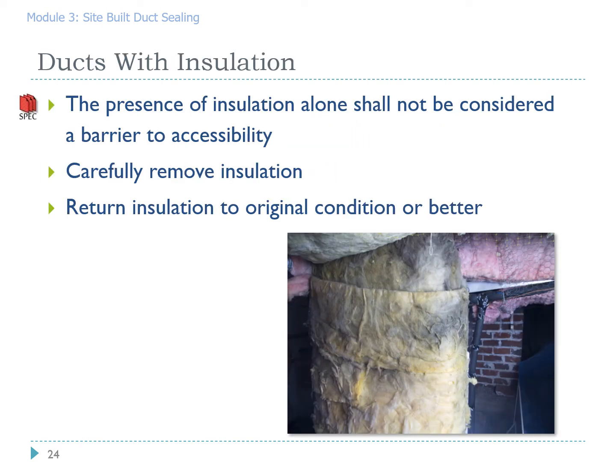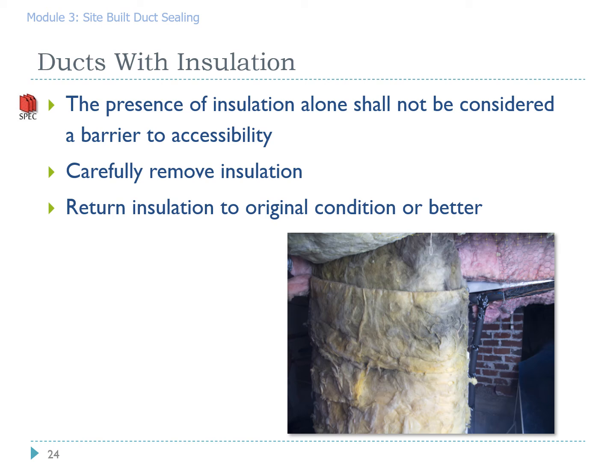Many times existing sheet metal systems are covered with insulation. This is obviously for the thermal integrity of the system. The presence of that insulation alone is not considered a barrier to accessibility. You must carefully remove that insulation to access any joints or leaks underneath it, and then you must carefully reattach that insulation in ways that you find easy to do. Twine is one way. You can stitch it together with 16-penny nails.